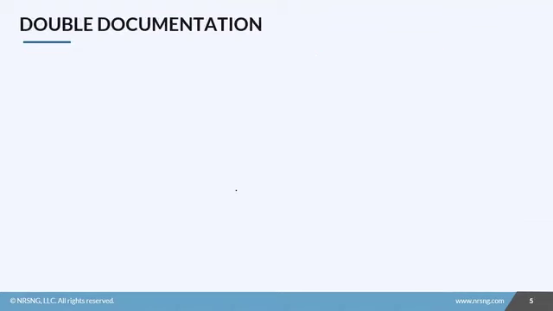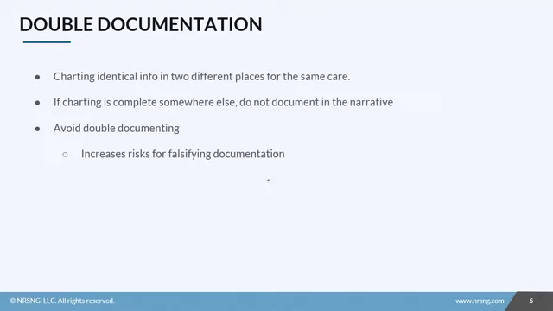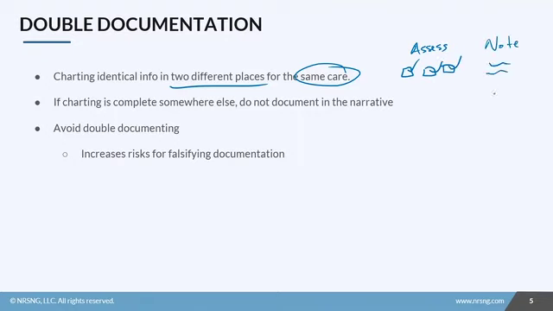Now we're going to look at double documenting, or double docking. Double docking is when you document the same thing in two different places for the same care in the chart. So let's say you have a checkbox that talks about your assessment here, and you say yes, yes, yes. But then in your nurse's note, you write yes, yes, no, right? So these two things are in conflict with each other.